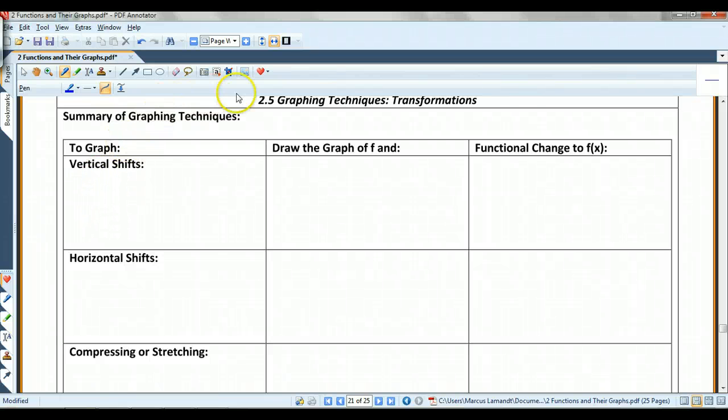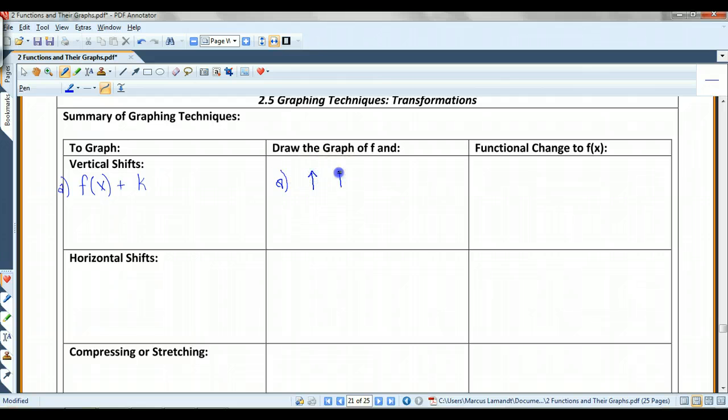Alright, if you guys could please turn to 2.5 Graphing Techniques, Transformations. This is the last section of this unit. Vertical shifts. If you have a function and you add a number to that function, it's going to go up.